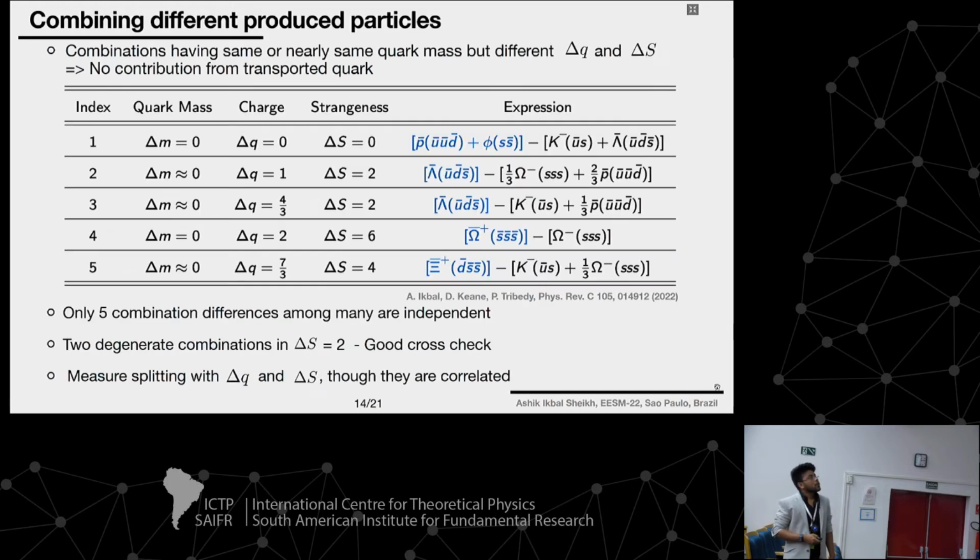In this way we can make many combinations. So here I have shown the 5 combinations. All these combinations are free from the transported quarks. These 5 combinations are really independent combinations. We can see we have 2 degenerate combinations having the same delta S equal to 2. These 2 combinations are basically used for cross-checking. But the main motivation is to measure all these 5 combinations in experiment and measure the splitting as a function of delta Q and delta S, because we have many different delta Q values for all these combinations.